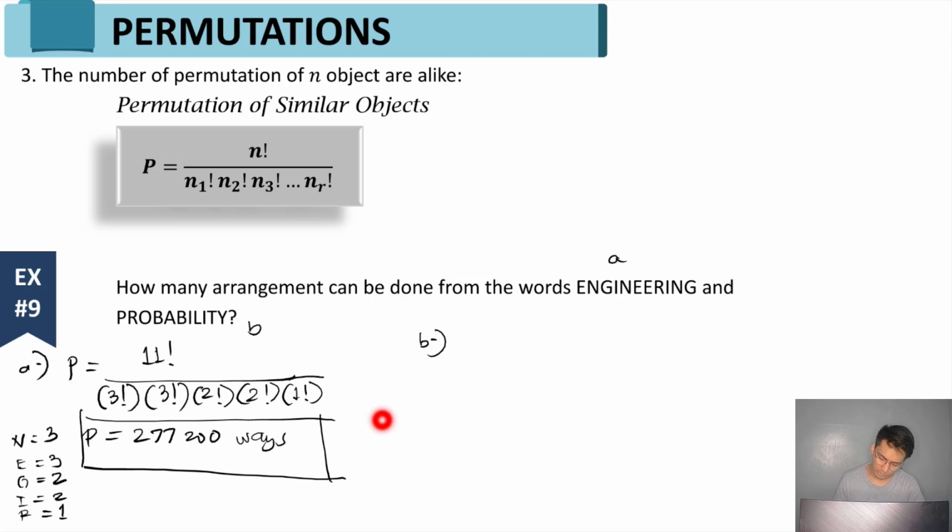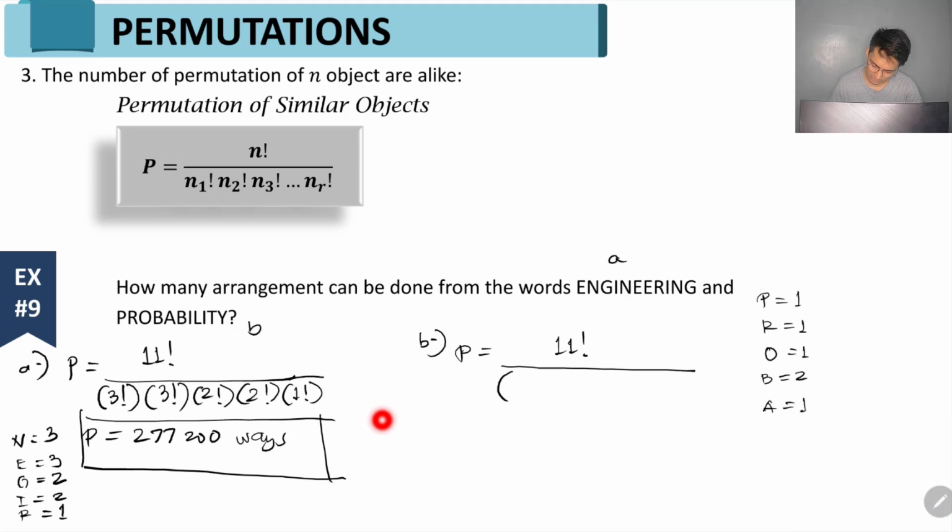Bilangin lang natin. We have a total letters for probability na 11 din. This is P is equal to 11 factorial over yung P natin is isa lang, yung R natin isa lang din, yung O is isa lang din, yung B dalawa, yung A natin isa lang, I natin is dalawa, L is isa lang, yung T and Y natin is tig-isa lang din. So, ilalagay natin yan lahat.